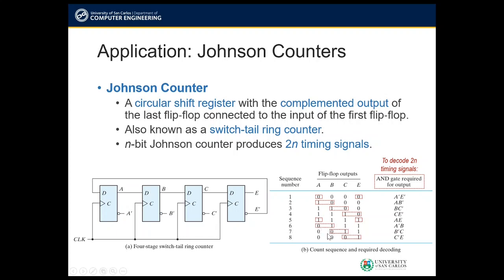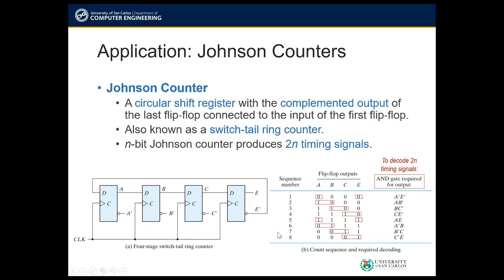On the next clock cycle, this becomes 0, 0, 1, 1. And on the 8th sequence, this is now 0, 0, 0, 1. And since this is now 1, E prime must be 0. So on the next clock cycle, this becomes 0, 0, 0, 0, which brings us back to our first sequence, or our initial value at the start.